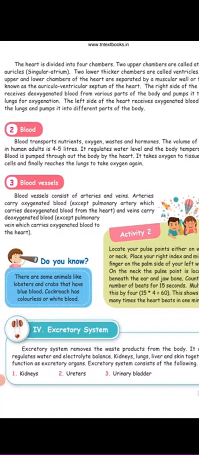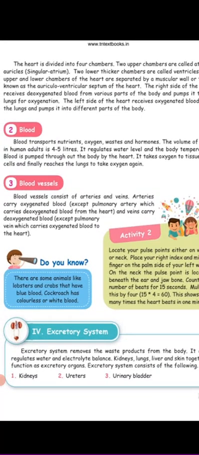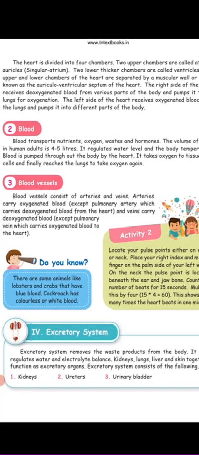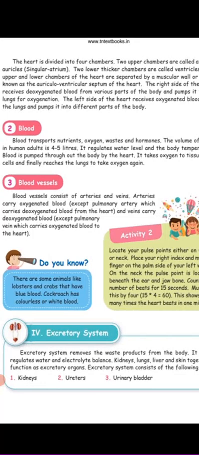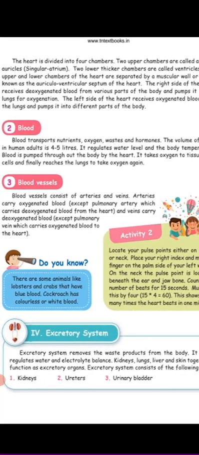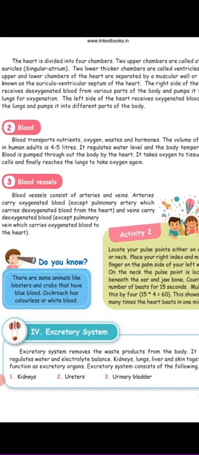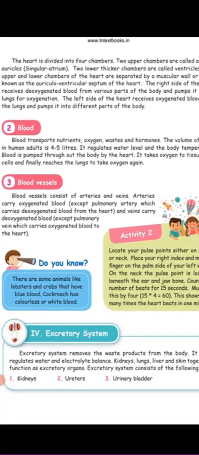So blood. What is this blood doing? The blood is transporting nutrients. For what purpose do we need blood? Yes, it is transporting nutrients, oxygen, waste and hormones. So what things is it transporting? Nutrients, oxygen, waste and hormones. Now an adult will have 4 to 5 liters of blood; the volume of blood in adults is 4 to 5 liters.